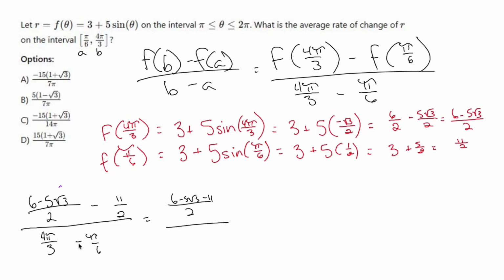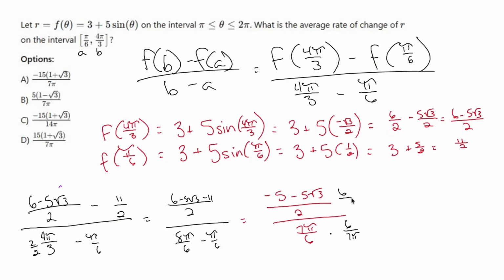We'll clean that up. That's going to be all over, let's multiply by 2 over 2. So we'll get 8 pi over 6 minus pi over 6. So all of that cleans up to be negative 5 minus 5 root 3 over 2, all over 7 pi over 6. Let's multiply the top and the bottom by 6 over 7 pi. That completely crosses out.